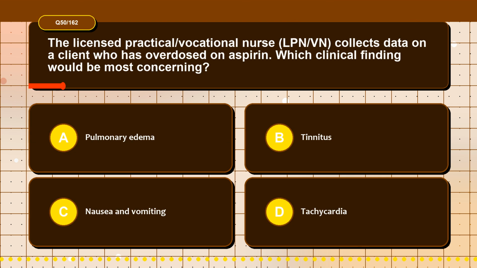Question 50. The licensed practical/vocational nurse LPN/VN collects data on a client who has overdosed on aspirin. Which clinical finding would be most concerning? Here are the options. Option A, pulmonary edema. Option B, tinnitus. Option C, nausea and vomiting. Option D, tachycardia.